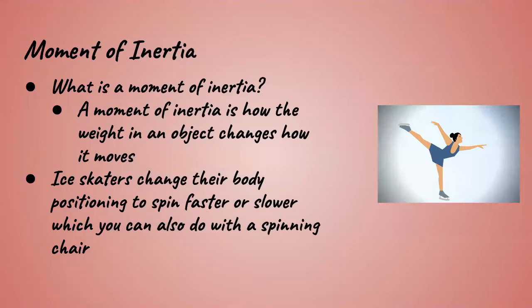So what is moment of inertia? A moment of inertia is how the weight in an object changes how it moves. So for example, if you've ever watched ice skaters spin in circles, they can change how fast they spin by changing the shape of their body, either by extending or by pulling in their limbs. You can also do this in a spinning chair.